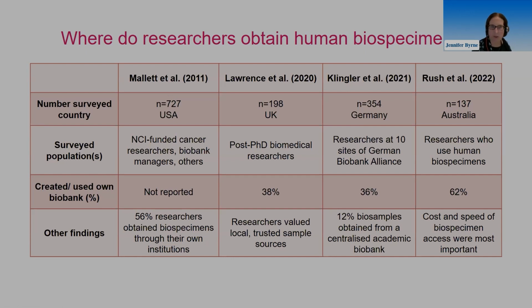The first study of which I'm aware was published by Mallard et al. in 2011. It was a US-based study that was a survey to largely interrogate potential users of a large cancer research bank that was going to be established through the NCI. Their target population was NCI-funded cancer researchers, biobank managers, and other people. They didn't specifically report the number of people who created or used their own biobank, but they did find that more than 50% of researchers reported obtaining biospecimens through their own institutions. This shows the tendency for researchers to obtain specimens close to home.